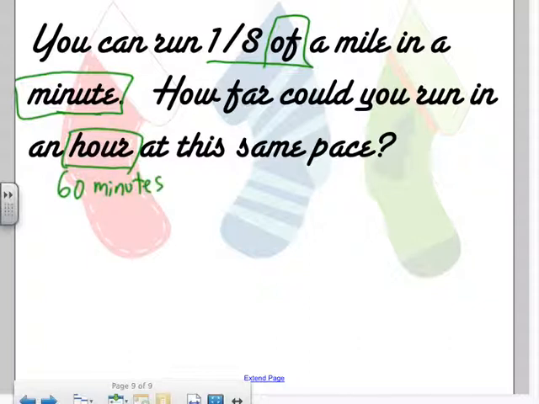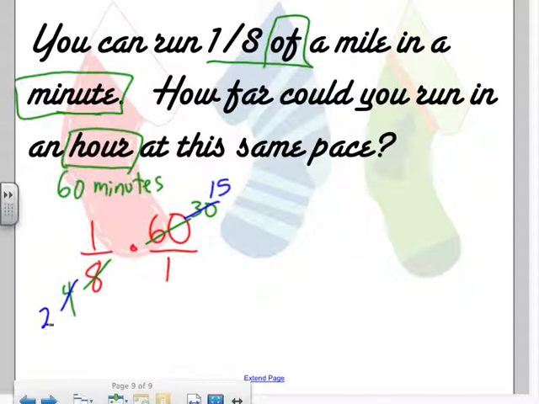So you can run 1/8 of a mile in a minute. How far could you run in 60 minutes at the same pace? So now we know we're multiplying our 1/8 times 60 minutes, 60 over 1. Okay, so we're going to look at that, see if we can simplify it. So 60, you could, if you want, just start dividing it by 2, right? You can divide by 2, divide by 2, and then, oh, look, we can divide by 2 again, 15 and 2. And then look to see if you can divide by 2 again, you can. Okay, so it ends up being 15 over 2.